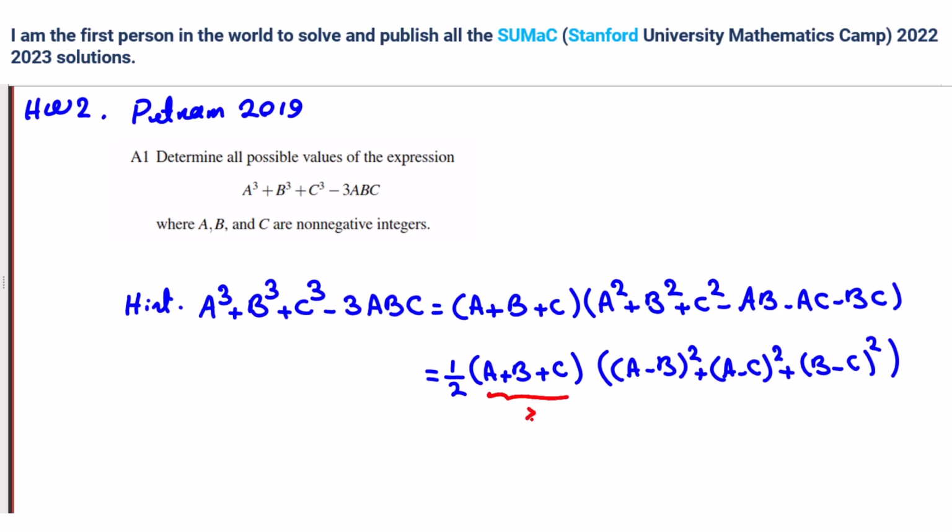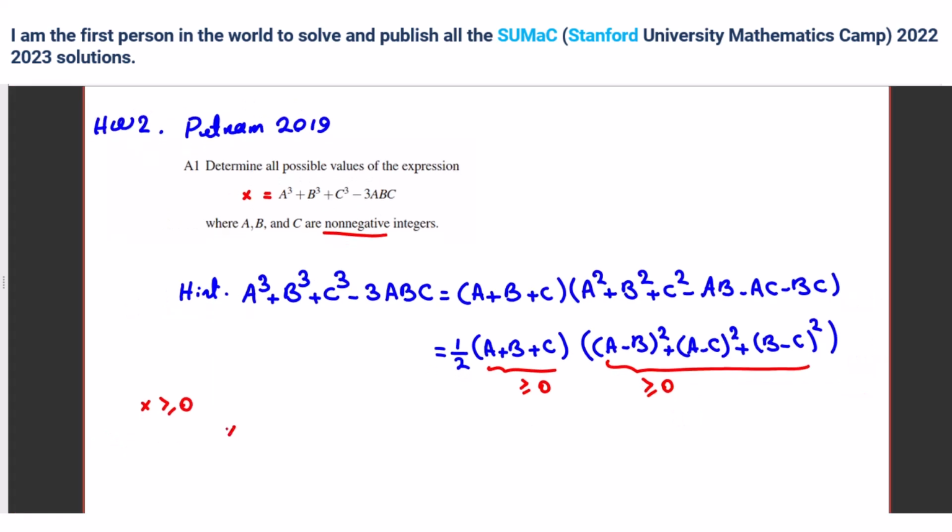integers. So we know this part is at least, what's the minimum value of this part? 3. No, non-negative, not positive. Okay, I'm sorry, 0. Exactly. What about this part? The minimum value also has to be 0. Yes. So let's consider this value is x. What's the minimum value of x? 0. So let's check. Can we create x equals 0?